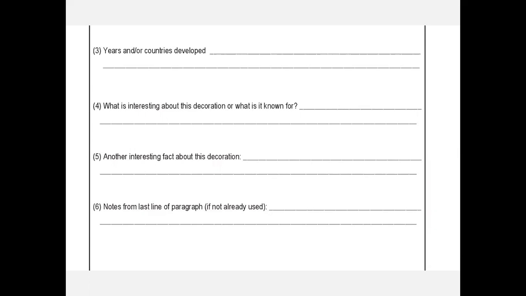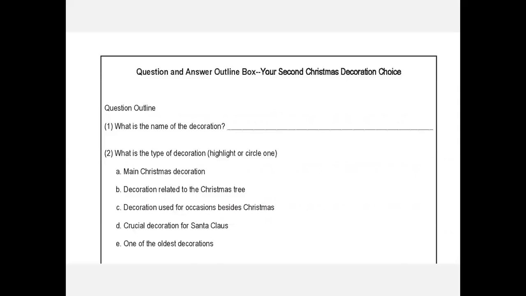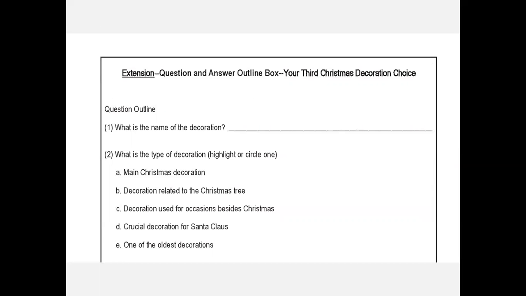What is interesting about this decoration, or what is it known for? Another interesting fact about this decoration, and notes from the last line of the paragraph if not already used. So they'll do this for their first paragraph, they'll do this for their second paragraph, and if they are extensions, they will do it for a third paragraph.